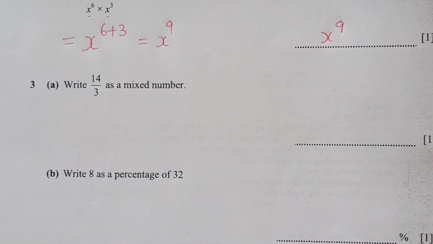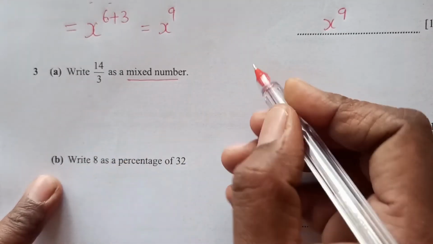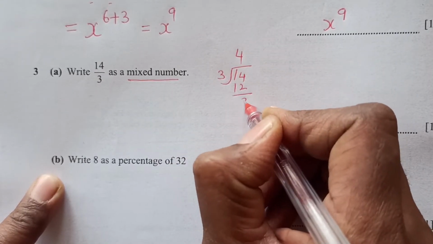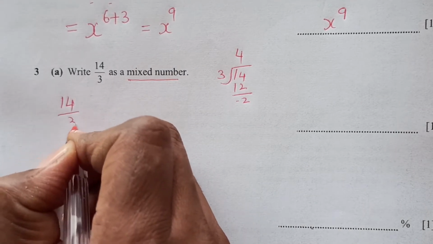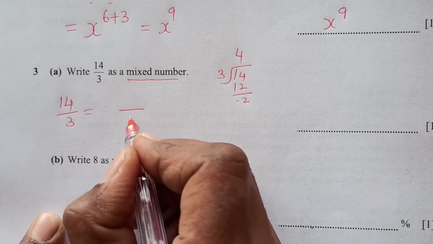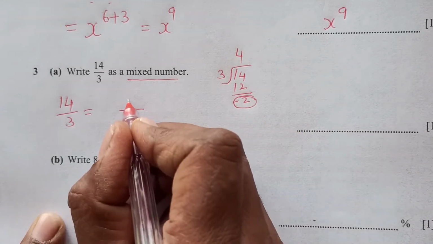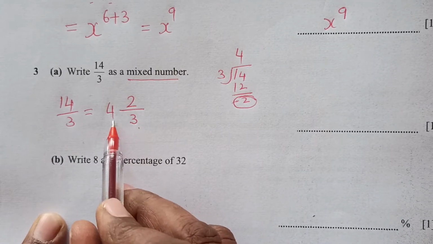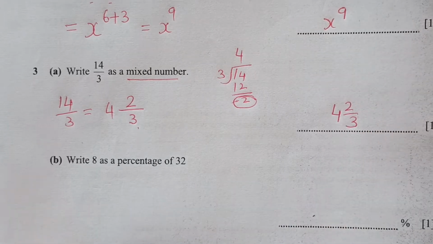Right? Now number 3a, write down 14 over 3 as a mixed number. So as a mixed number we need to divide 14 by 3. 3 times 4 is 12, so the remainder is 2 here. So how to write it down? 14 over 3. Always remember, don't get confused, 3 is in the denominator, so it will remain in the denominator, and the remainder always goes up here, okay, and the divisor is here. So see, 3 times 4 is 12 plus 2, 14. So this is 4 and 2 over 3.